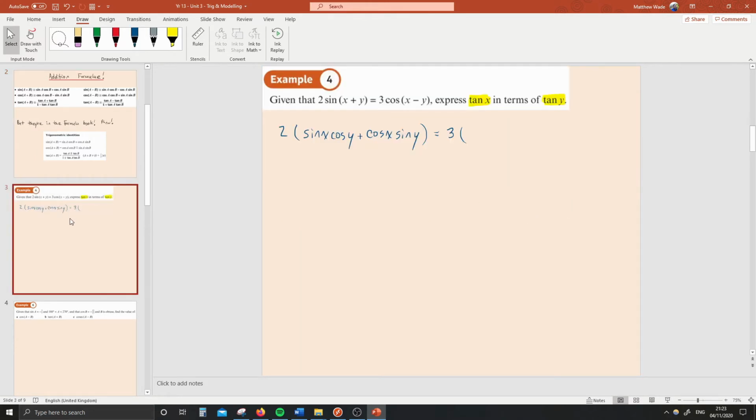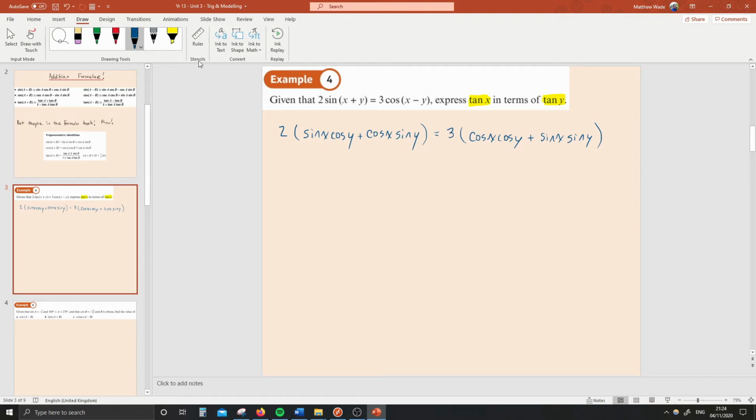So here we go, buddies. It's going to be cos x cos y, and the sign changes for cos is plus sine x sine y. Cool beans. So we just turned what looks like an easy question into a nightmare question. Let's times out the brackets because we still have no idea how we're going to get tans yet.